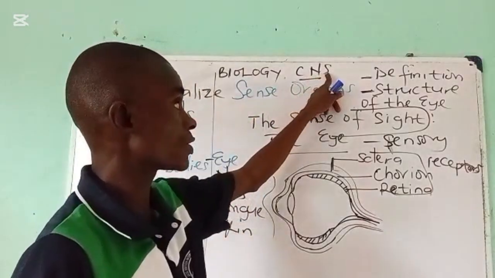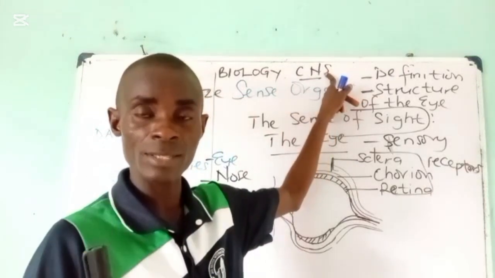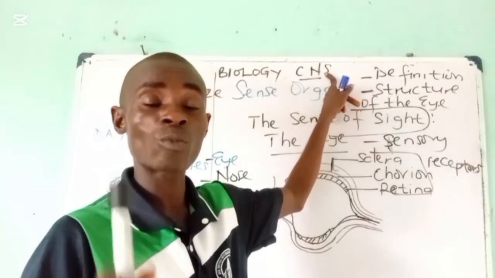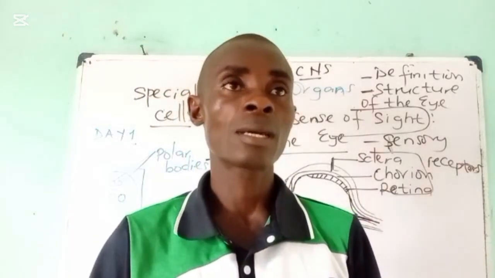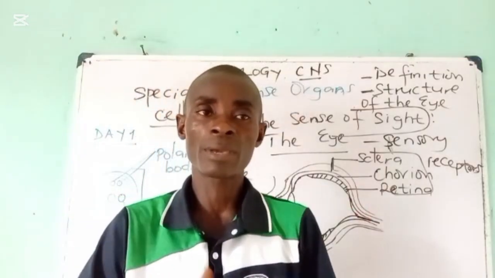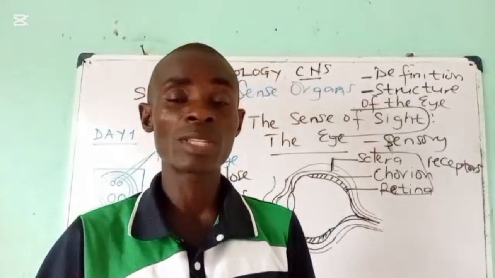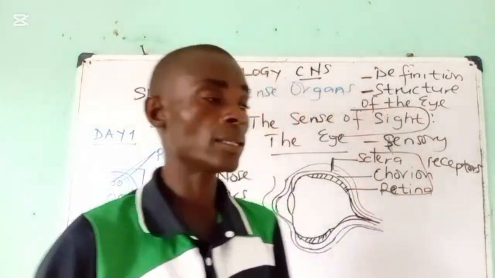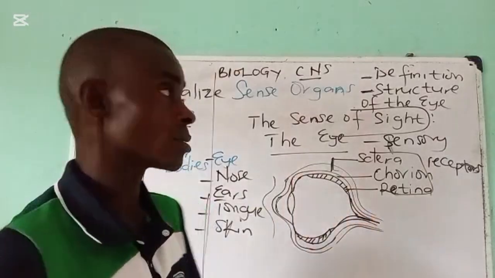Remember what the central nervous system is made up of: the brain and the spinal cord. So a sense organ is a group of specialized cells that detect stimuli, where the stimulus is from the external environment. This stimulus can be pain, it can be temperature, it can be touch, it can be chemical. These are examples of stimuli. The sense organ detects these stimuli from the external environment, and then it will transmit these impulses to where? To the central nervous system.